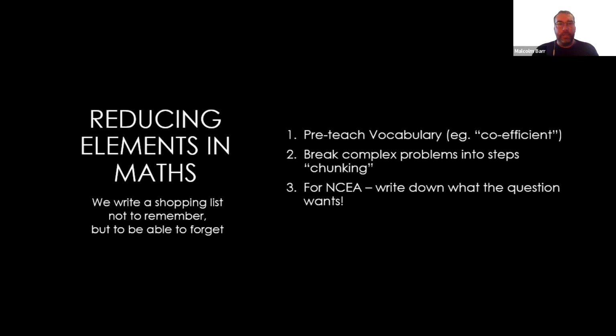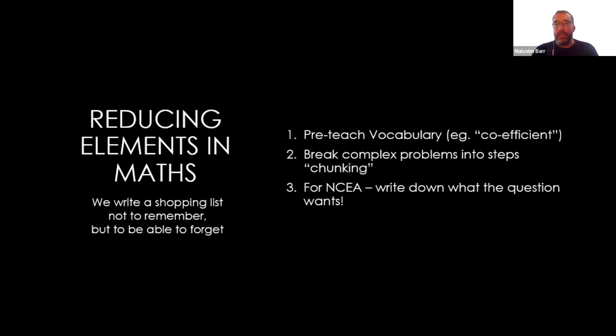And then the last one, which I just mentioned before, is for NCEA questions. Write down what the question wants. I get the students to put down on those question papers where they're given a whole page to do their answers, right at the bottom, what it wants. So if the question says, what are the dimensions of the garden? At the bottom of the page, they should write width equals, length equals.